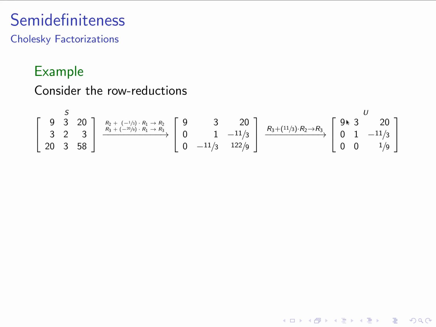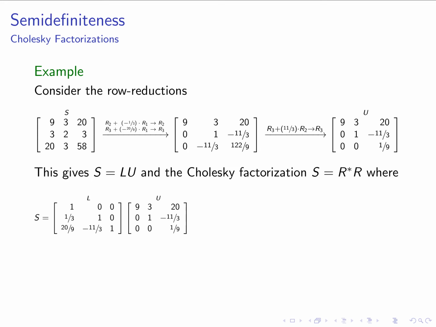One thing to note is that each of the pivots, 9, 1, and 1/9, are positive numbers here, which indicates that our matrix S is positive definite. And if we look at the steps in these row reductions, we get an LU factorization. Our matrix S is L times U, where U came out of the row reductions, and L is built from looking at the multipliers used in our row reductions, as we've done previously.